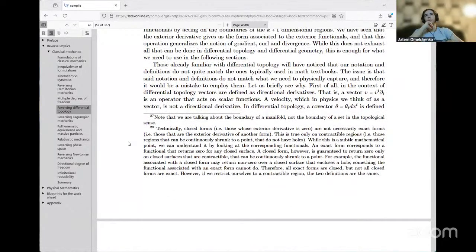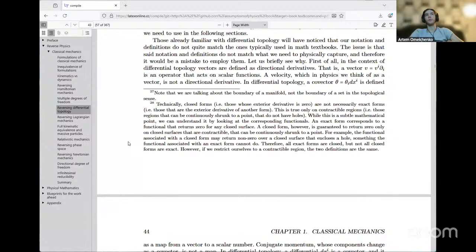Those already familiar with differential topology will have noticed that our notation and definitions do not quite match the ones typically used in math textbooks. The issue is that said notation and definitions do not match what we need to physically capture, and therefore it would be a mistake to employ them. Let us briefly see why.